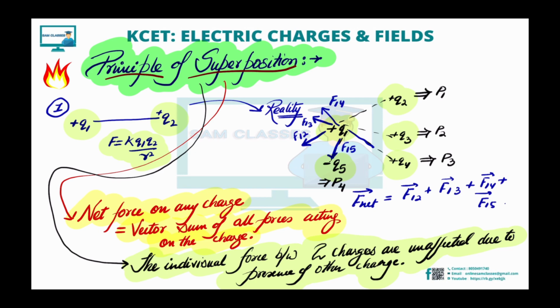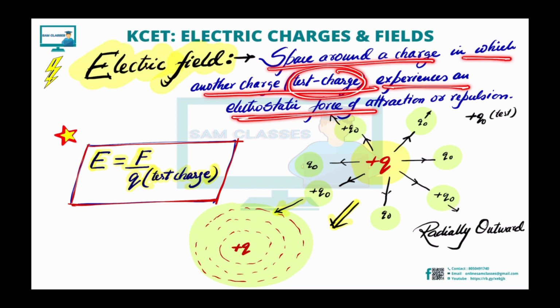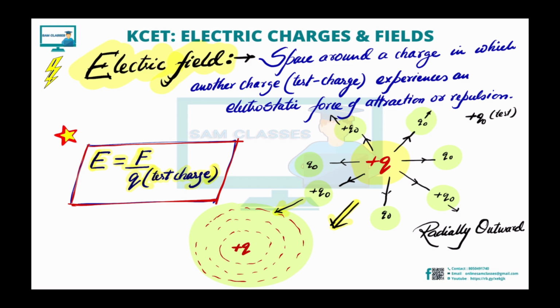Now let's see the next part. Now we'll talk about the concept of electric field. What is electric field? Let's see the basic definition. It is the space around a charge in which another charge, or a test charge basically, experiences an electrostatic force of attraction or repulsion. Okay, this is the definition. In simple terms, how do you get the feel of it?